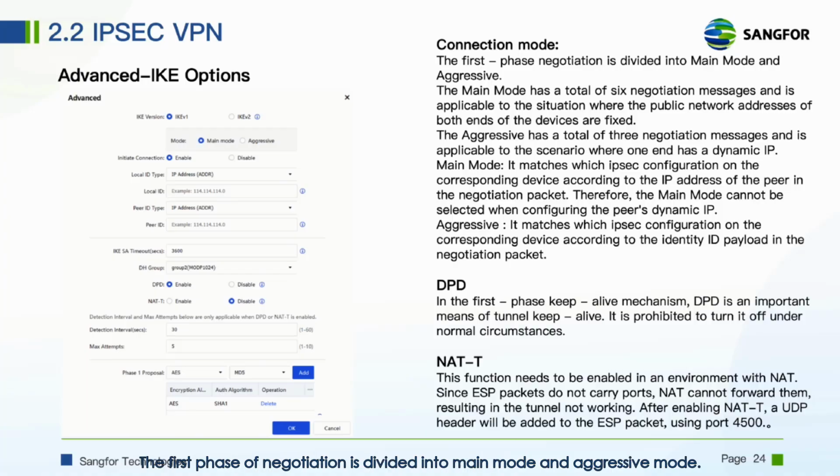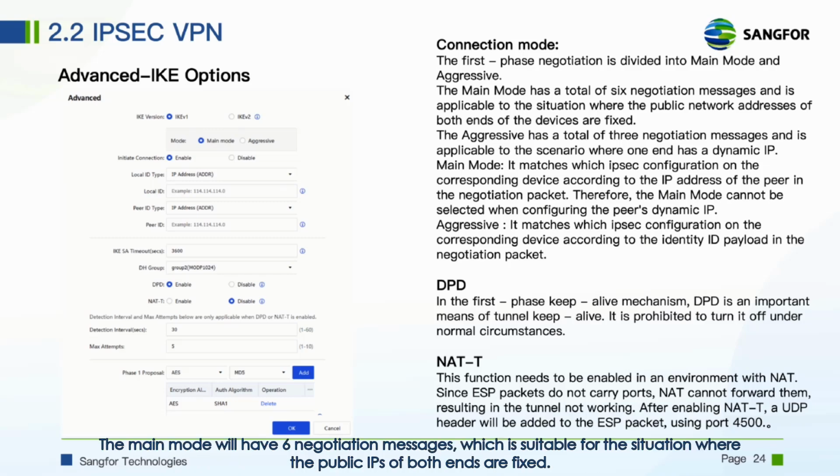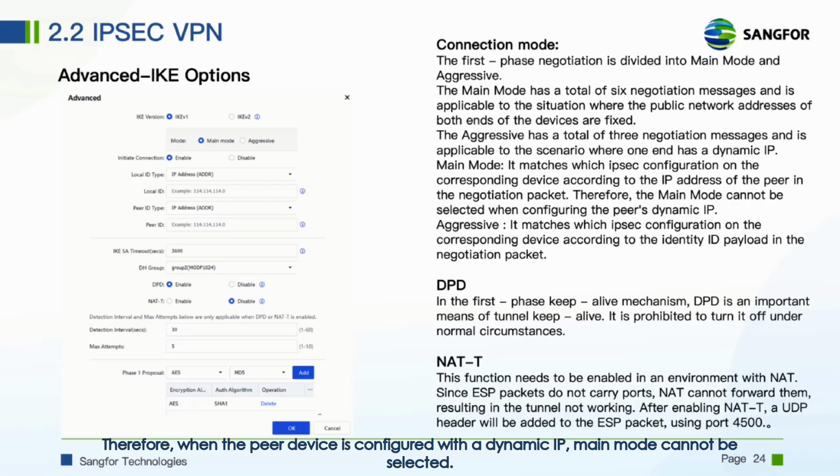The first phase of negotiation is divided into main mode and aggressive mode. The main mode will have 6 negotiation messages, which is suitable for the situation where the public IPs of both ends are fixed. The aggressive mode will have 3 negotiation messages, which is suitable for the scenario where one end has a dynamic IP. In main mode, it matches the corresponding IPSec configuration according to the peer IP address in the negotiation data packet. Therefore, when the peer device is configured with a dynamic IP, main mode cannot be selected.